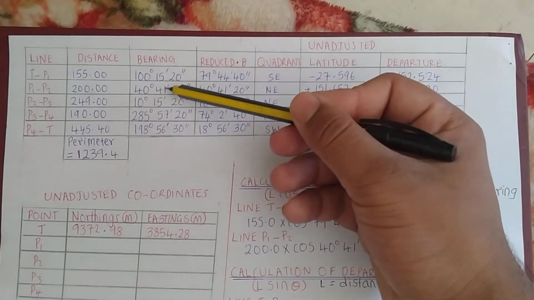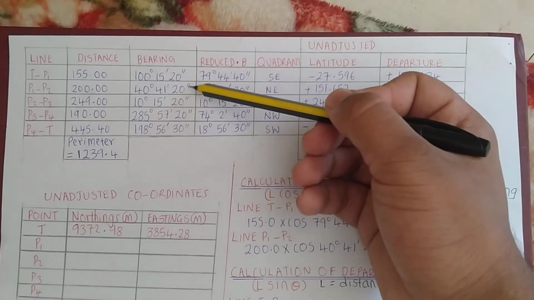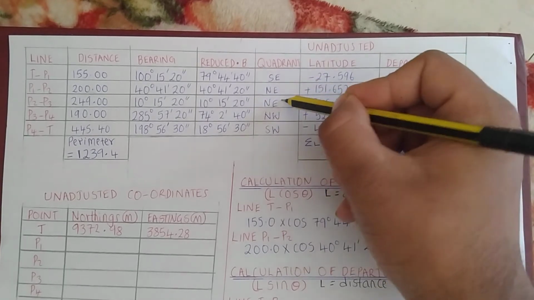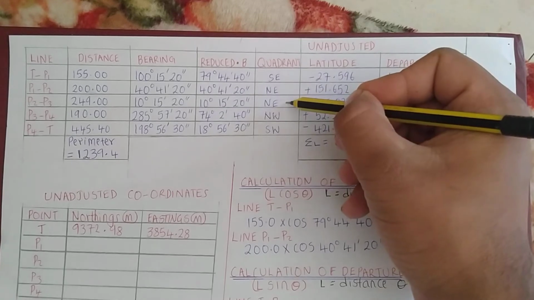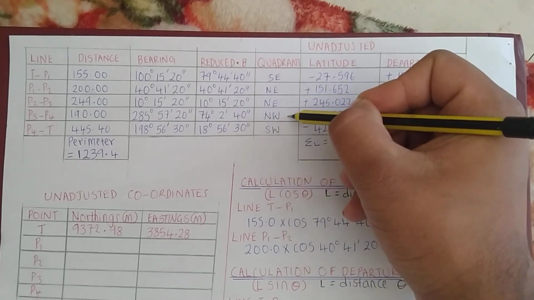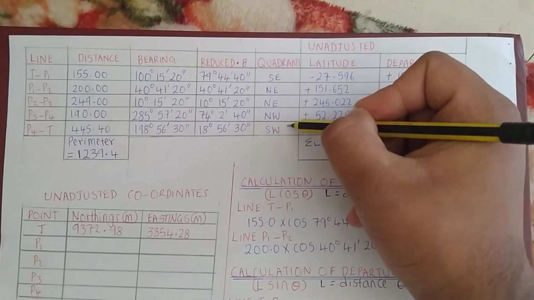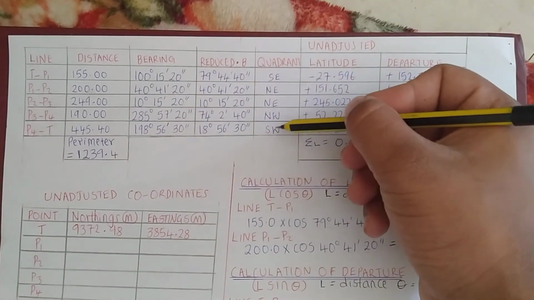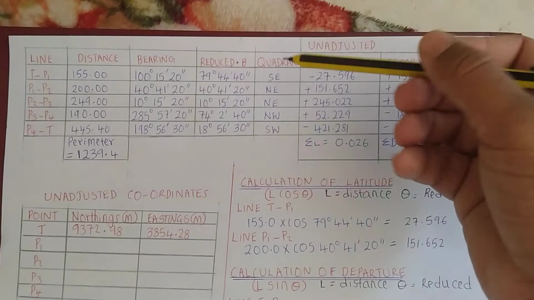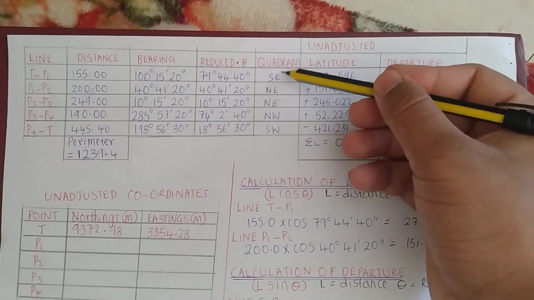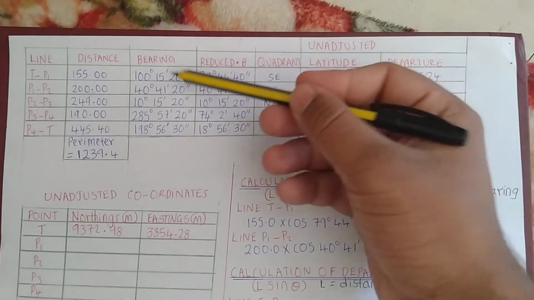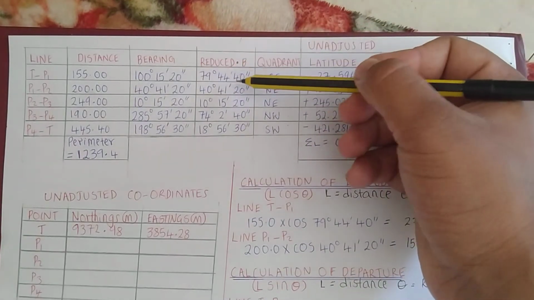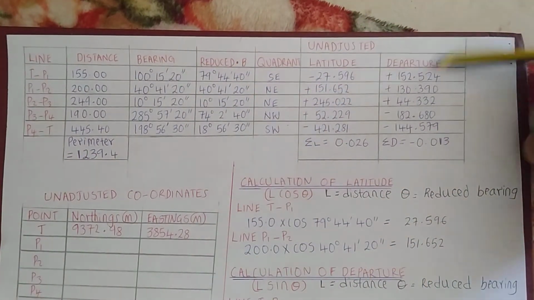Then 40 degrees 41 minutes and 20 seconds will fall in the northeast quadrant. Also the 10 degrees will fall in the northeast quadrant. 285 degrees will fall in the northwest quadrant. And the 198 degrees will fall in the southwest quadrant. So when you are filling the table of quadrants, you use the bearing, but you don't use the reduced bearing. This reduced bearing will just help us to find our latitudes and departures.